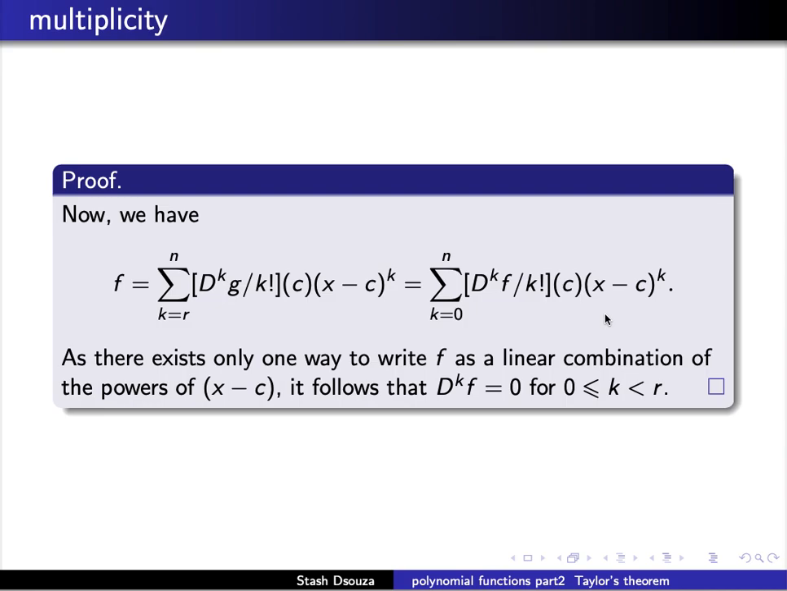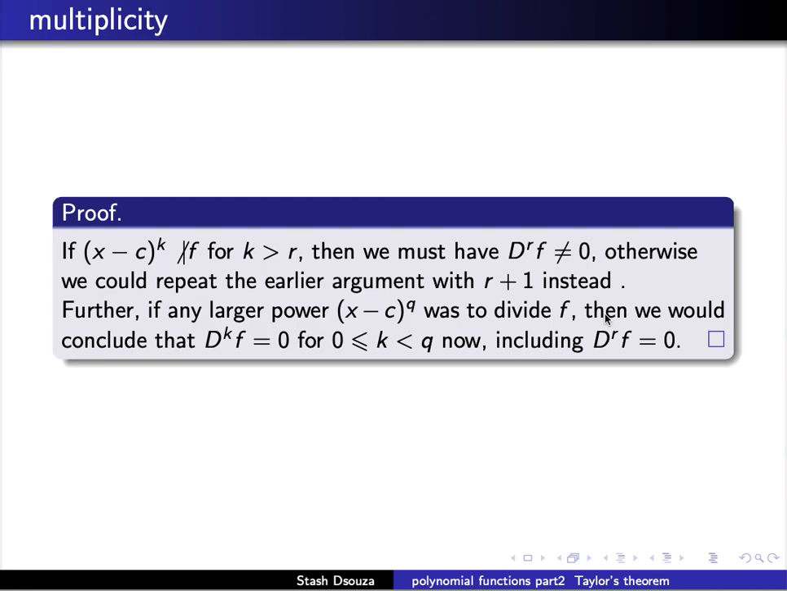We've proven that x minus c to the power r divides f if and only if the first k derivatives for all k less than r vanish when applied to f. But that's not enough. That's not enough to prove multiplicity. We also need to prove that a higher power, that x minus c to the power r plus 1, does not divide f.